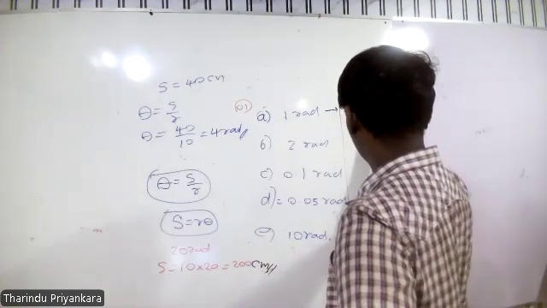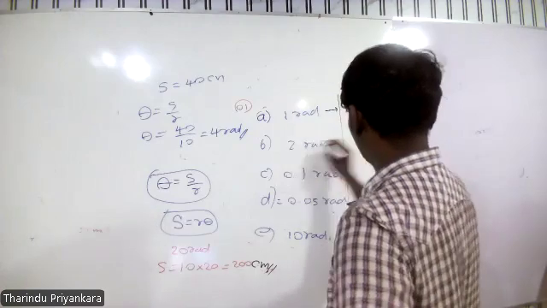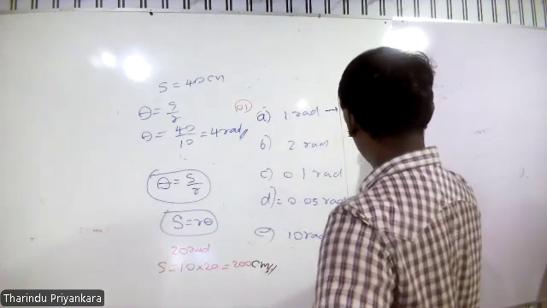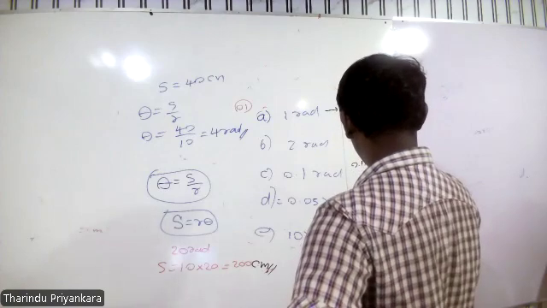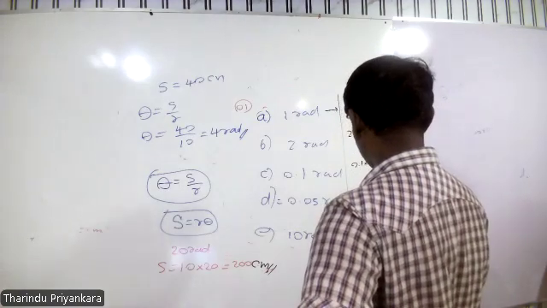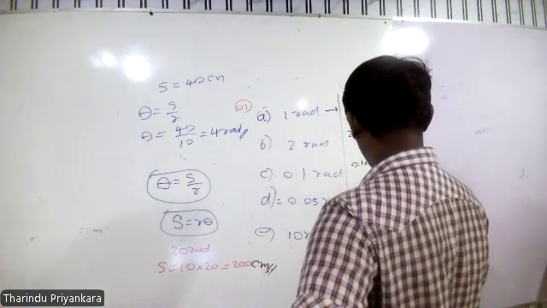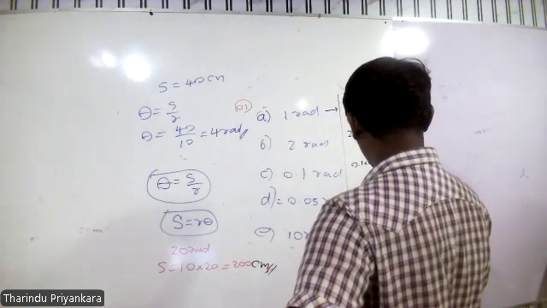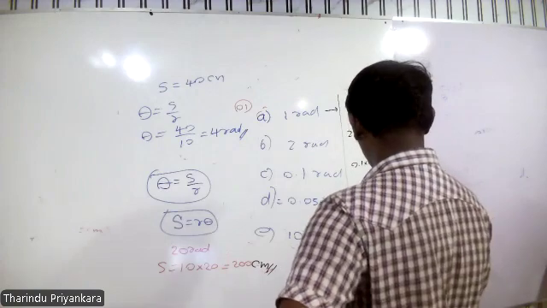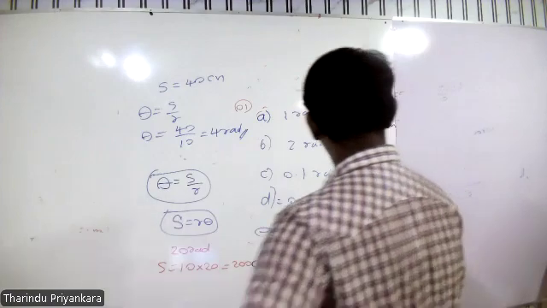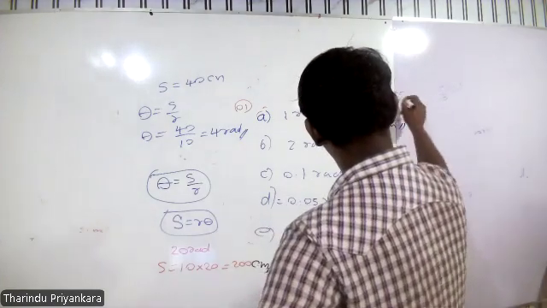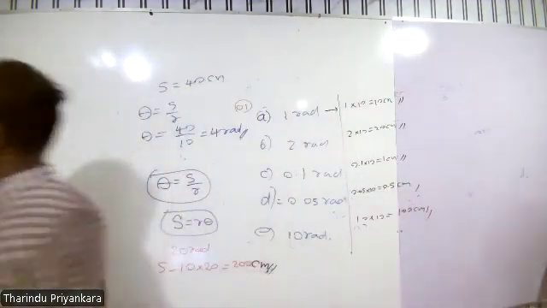1 by 10, 10 centimeters. 2 by 10, 20 centimeters. 0.1 by 10, 1 centimeter. 0.05 by 10, it is like 0.5 centimeters. 10 by 10, it is like 100 centimeters. Correct.